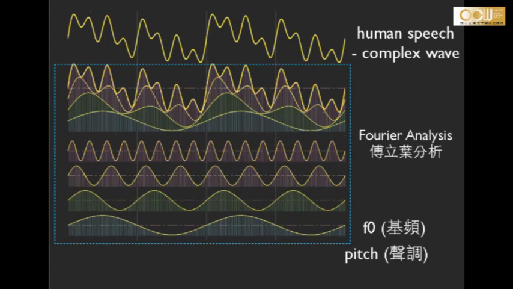And these complex waves can be decomposed using Fourier analysis, to decompose into different periodic pure waves. Complex waves are formed by periodic pure waves, and we can decompose a complex wave so you can find out the simple waves. And then we call the lowest frequency our fundamental frequency, and you also know it as pitch, which is a perception to human ears.